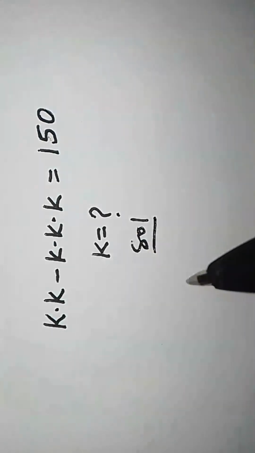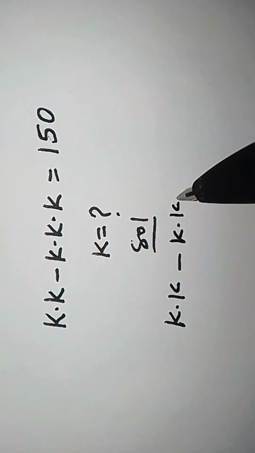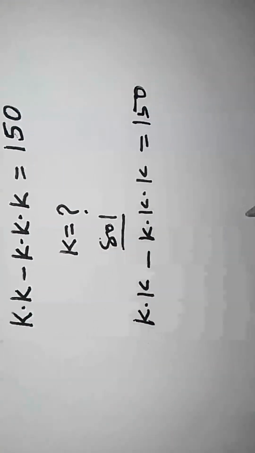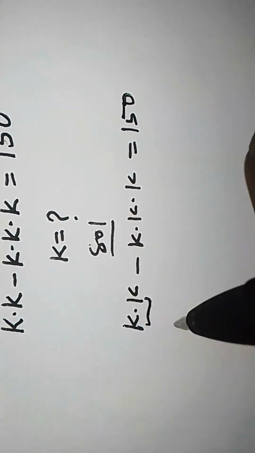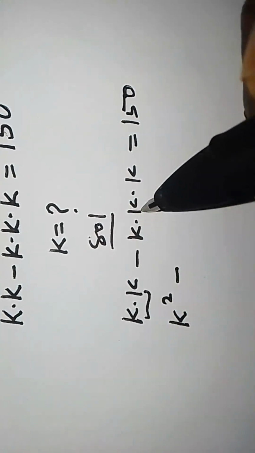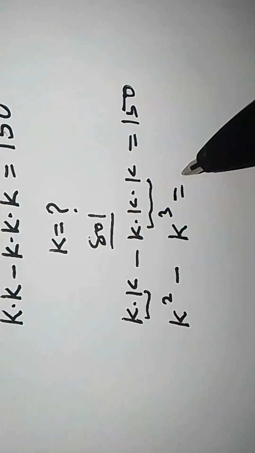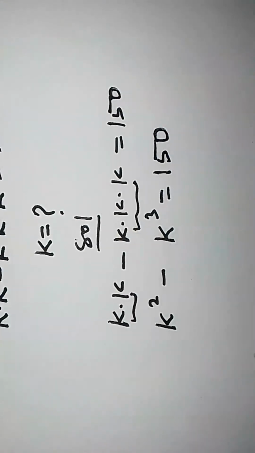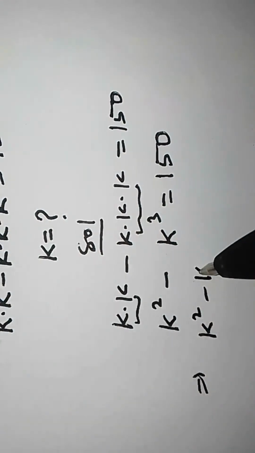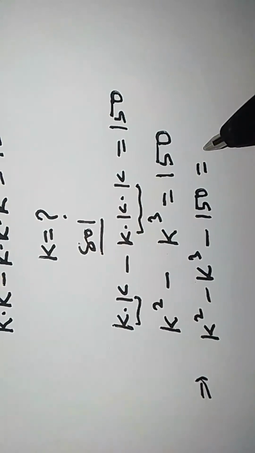Solution. We have K times K minus K times K times K equal to 150. K times K could be written as K squared, minus K times K times K is simply K to the power of 3, equal to 150. This implies that K squared minus K cubed minus 150 is equal to 0.